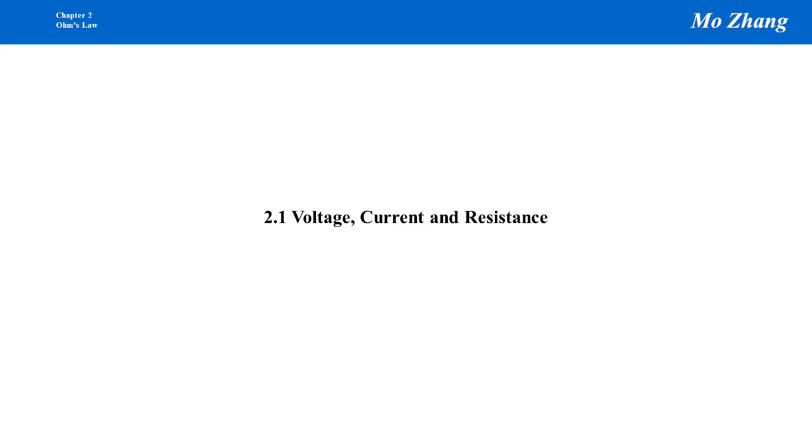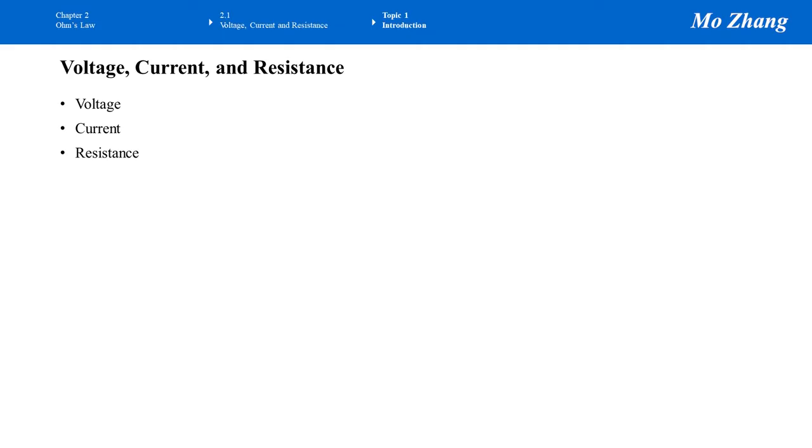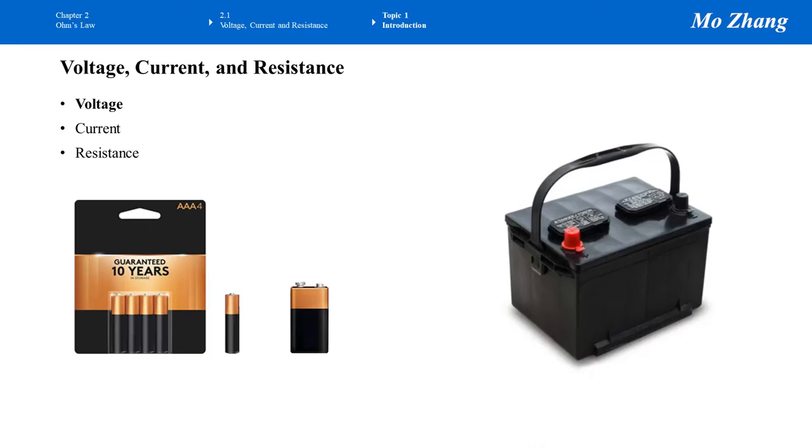The 3 stooges. These are the 3 fundamental quantities in electronics. So let's begin with voltage. Actually, we see voltage very often. Over here, there are different types of batteries. The first pack has 4 AAA batteries. Each AAA or even AA battery provides 1.5 volts. The next one is a 9 volt battery that provides 9 volts.